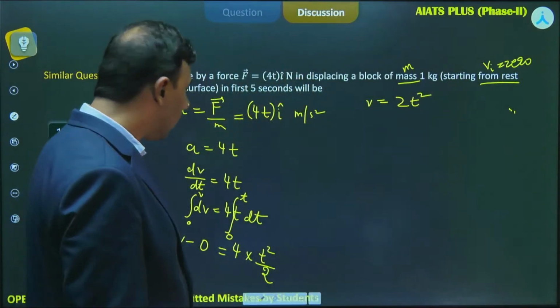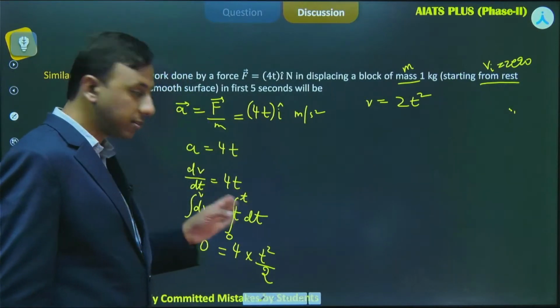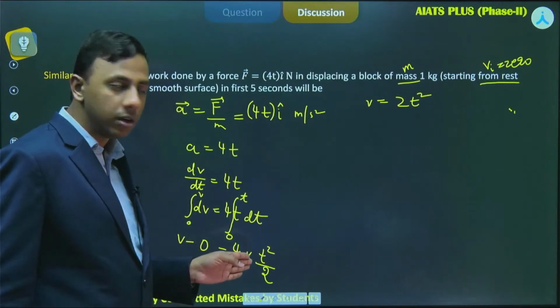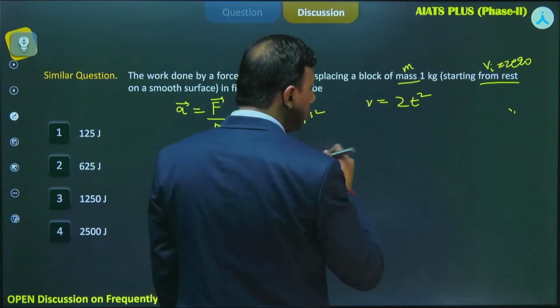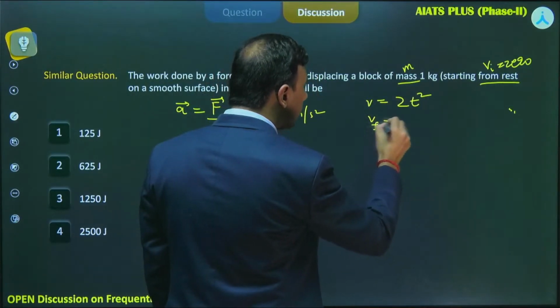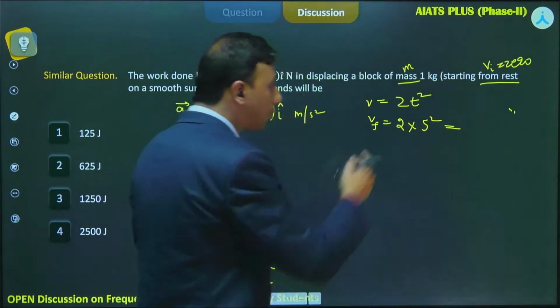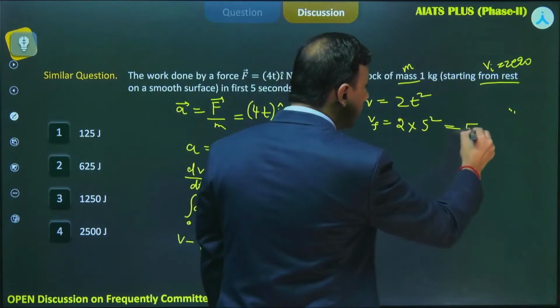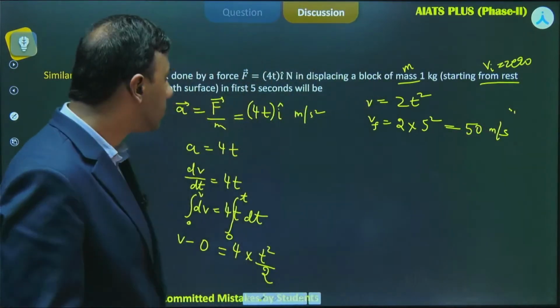Velocity is nothing but 2t square. If you want, here you could have directly put t equal to 5 seconds. Then you would have directly found the velocity also. So put t equal to 5, you will get the final velocity, right? So final velocity is how much? 2 into 5 square, 25 into 2, 50 meter per second, okay?